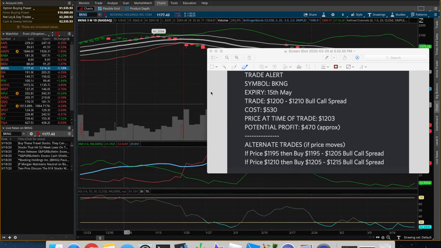So this is the typical trade alert that you will see on the Discord channel, and many things are pretty obvious about it. The symbol is BKNG in this case. Expiration date is 15th May. So let's say you got this alert, symbol BKNG, expiration 15th May. Let's go to Thinkorswim and start putting on a trade here. So this is Thinkorswim.